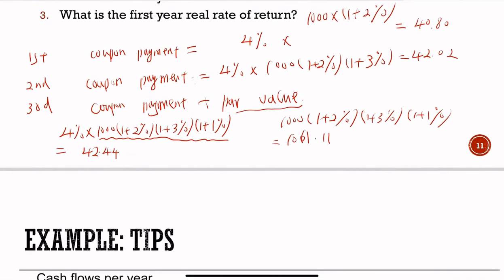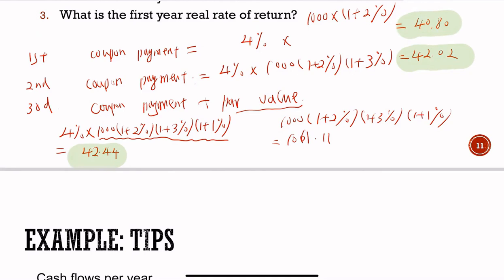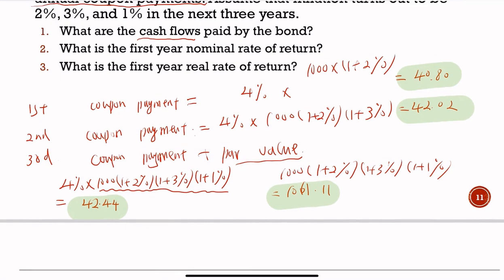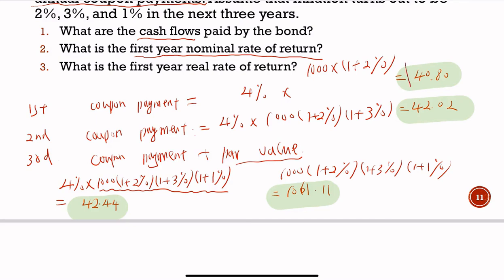Now, these are our cash flows, right? This is the first year's cash flow, second year's cash flow, the third year's cash flow. Okay, great. Now let's see the first year nominal rate of return. So how do you calculate your first year's rate of return? Well, we have done some calculation here. You can see that the first year, this is what we get, right?